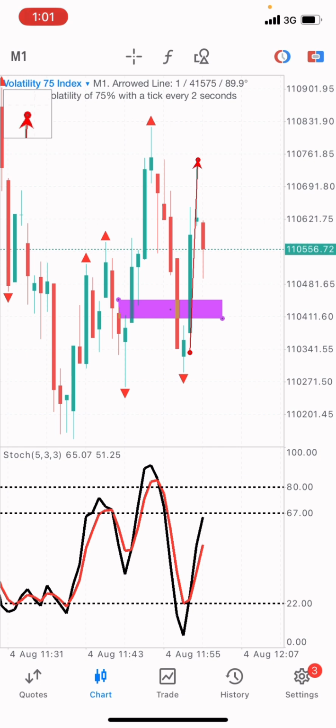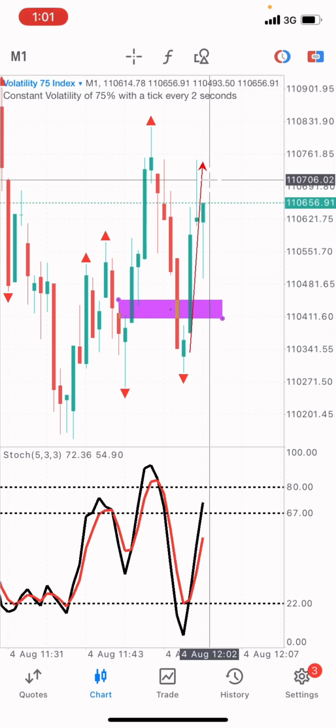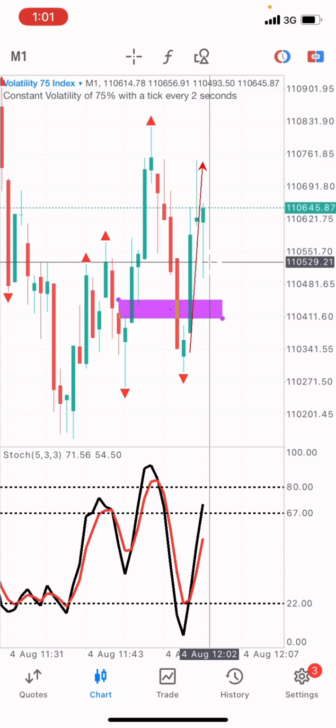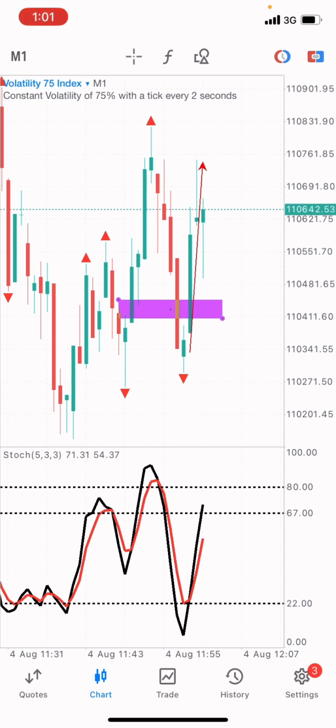The market bought up to this point before it retested backward for a sell, just as you can see right here. Now, how do you predict a market that is going to sell? I just showed you guys how to buy the Volatility 75 Index market.